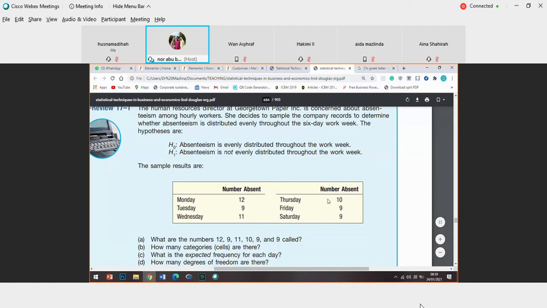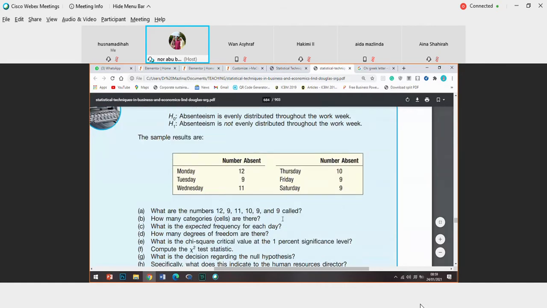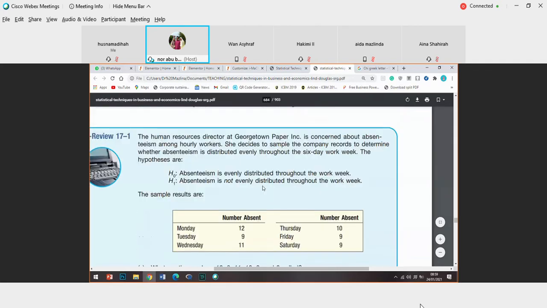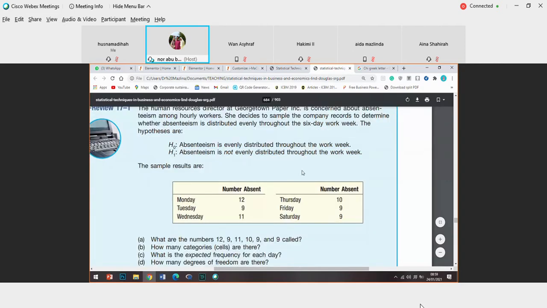Okay, nampak 1, 2, 3, 4, 5, 6. Jadi nampak tak? What are the numbers called? This is observed frequency. How many categories? 1, 2, 3, 4, 5, 6. What is the expected frequency? Expected frequency berapa? Ash. Berapa?